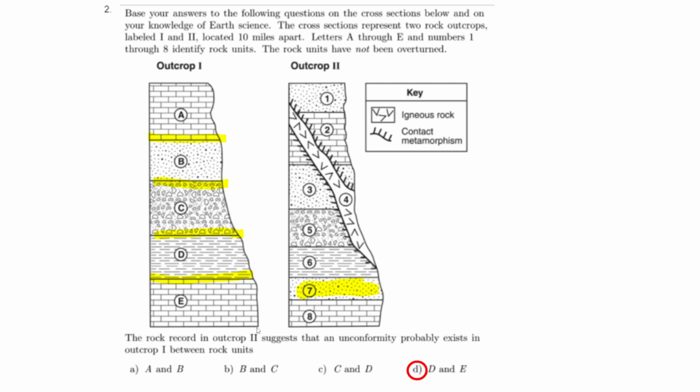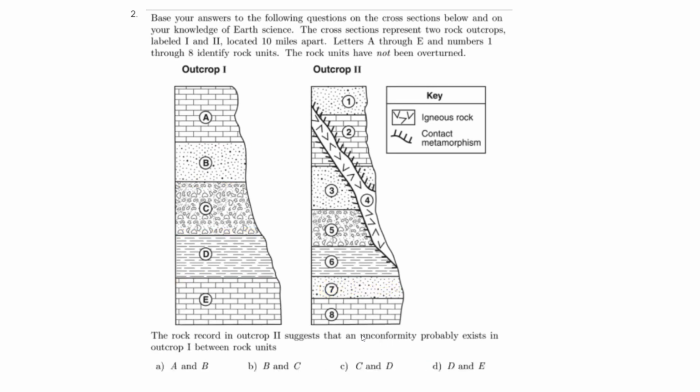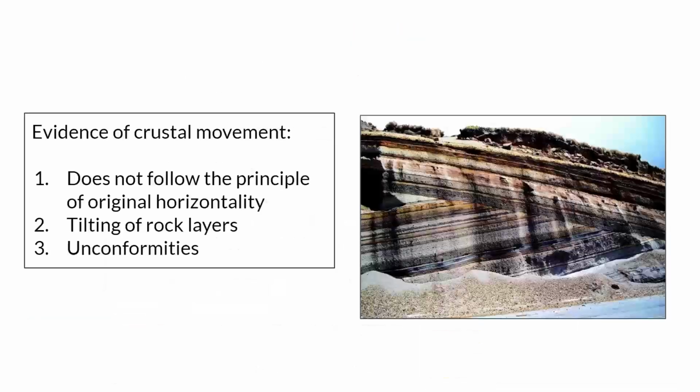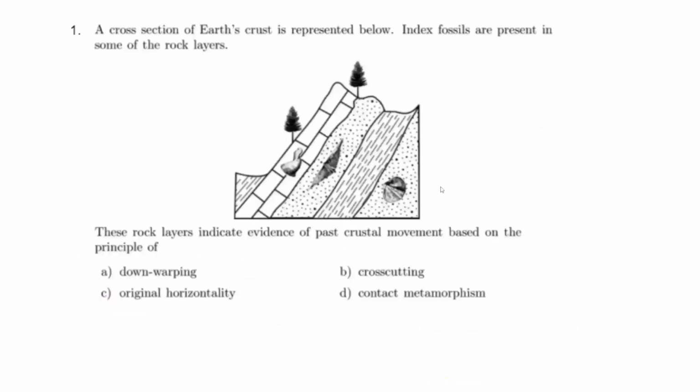The rock record in Outcrop 2 suggests that an unconformity probably exists in Outcrop 1 between rock units either AB, BC, CD, or DE. These are our options. So what this is asking is, compare Outcrop 1 to Outcrop 2. The rock unit layers should match up. And if they don't match up in a spot, then you know that an unconformity was formed there, because unconformities tend to erase rock layers.